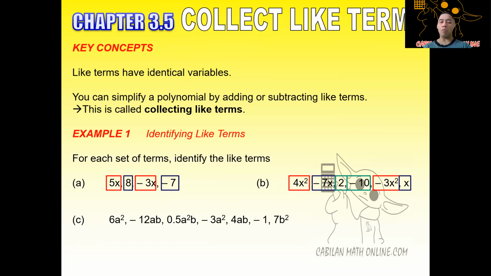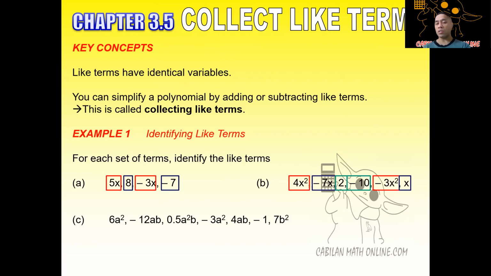So for this one over here, we have 6a squared, negative 12ab, 0.5a squared b, negative 3a squared, 4ab, a negative 1, and a 7b squared. So we have a lot of stuff going on there. Remember that when you're looking at like terms, you're looking for something that has the exact same letter with the exact same exponent. Now, the same applies if you have terms that have two different letters attached to them.